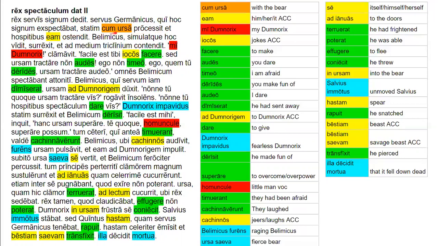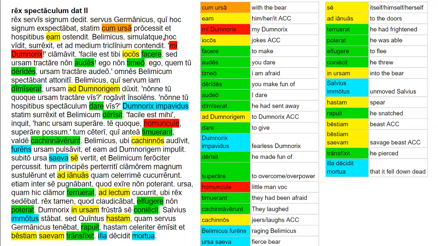Both of those verbs, processit and ostendit, are perfect tense. Expectabat is imperfect tense, and it's the verb of the relative clause right there. So hoc is a demonstrative pronoun also, modifying signum. Statim is an adverb. Right.